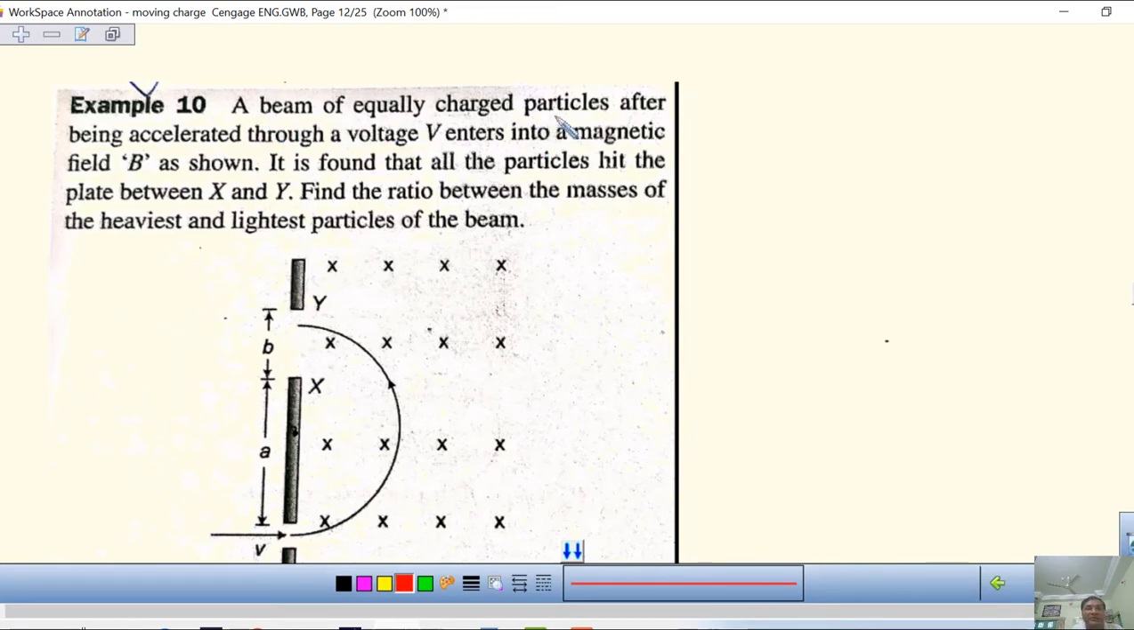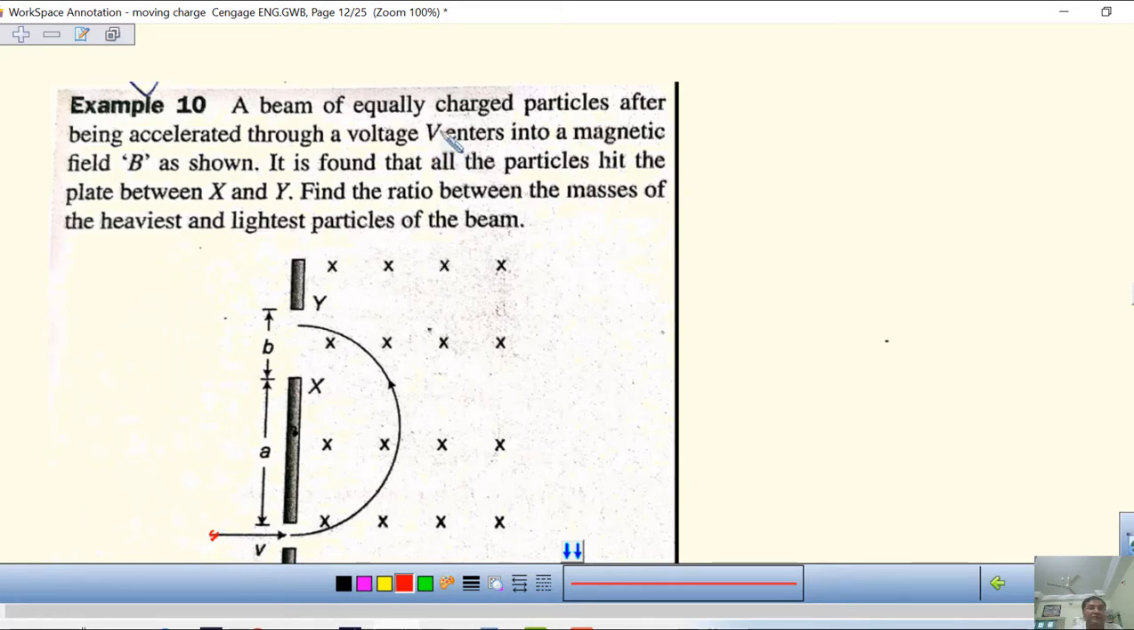A beam of equally charged particles after being accelerated through a voltage V. So here a beam comes. It is a mixing of charged particles, and they are accelerated with voltage V.